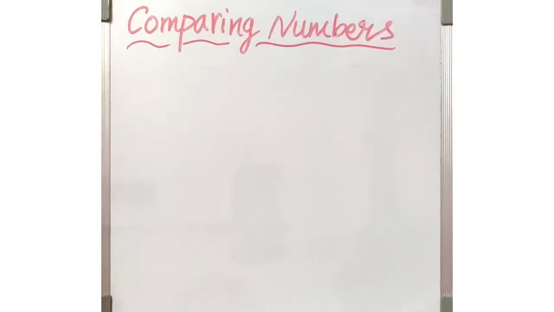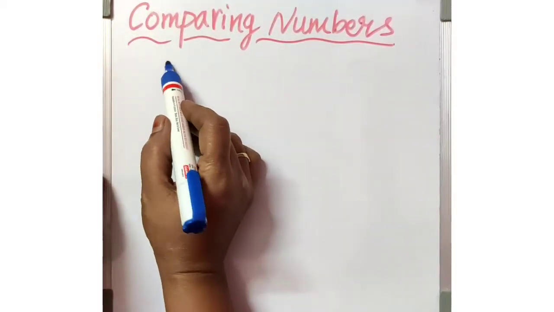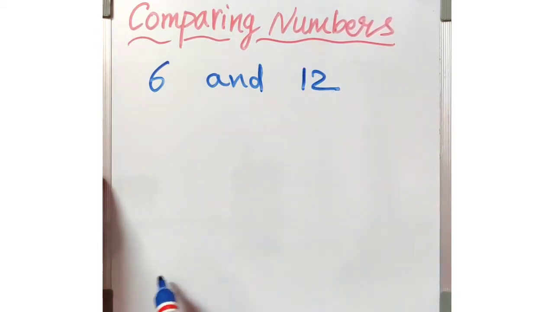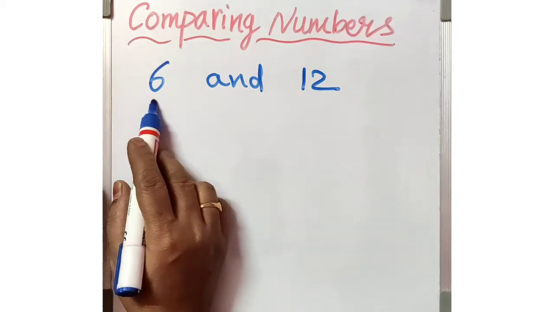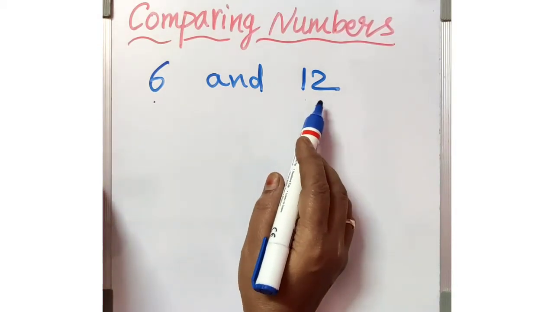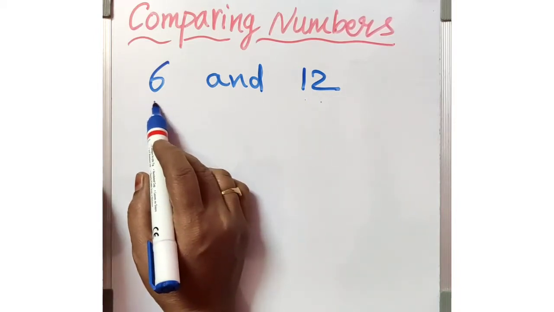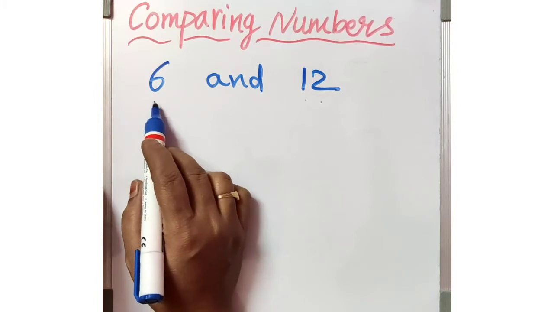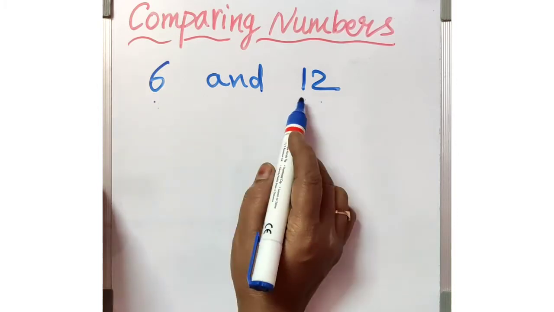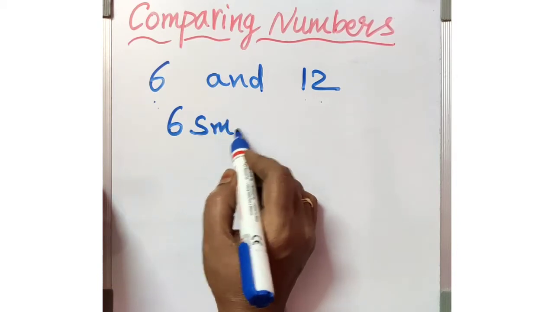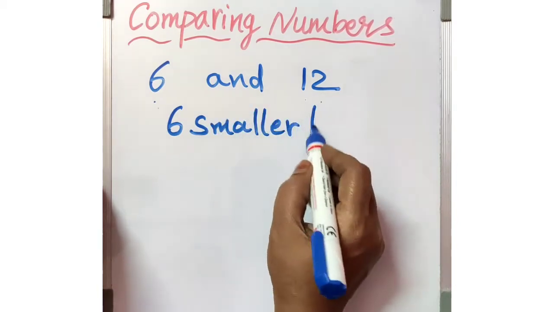Today, let us start with a new topic, that is comparing numbers. Let us take the example 6 and 12. We have to compare these two numbers. Here 6 is a 1-digit number and 12 is a 2-digit number. When we compare a 1-digit number and a 2-digit number, always the 1-digit number is the smallest number. So 6 is smaller than 12.